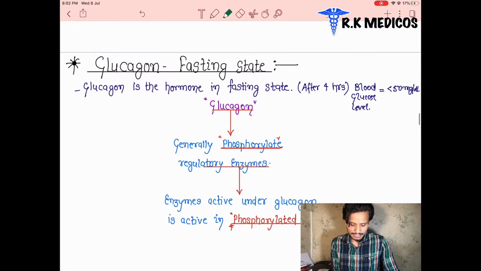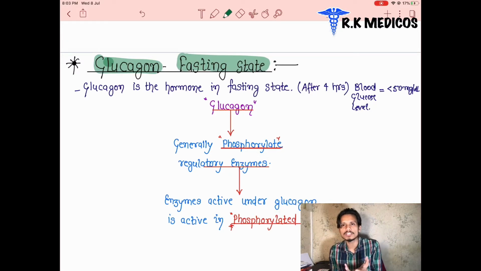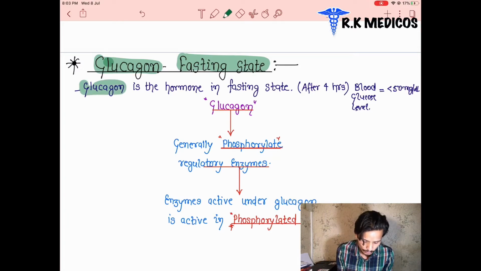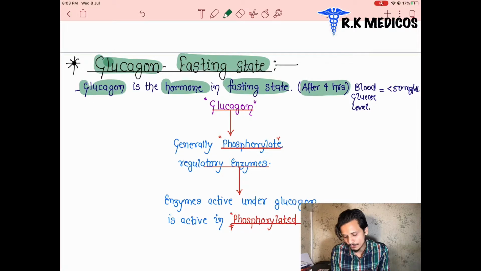In the next point we can see the same for glucagon. Glucagon is the hormone of the fasting state. It increases the blood glucose level. Basically, in fasting the blood glucose level will be down, so we have to increase it. That's why the body increases the amount of glucagon inside the body, and glucagon is the hormone of what? Fasting state. When it gets secreted, as we discussed in the first part, the fasting state starts after 4 hours, beginning at the early fasting state when the blood glucose level is less than 50 milligram per dl. And what happened?